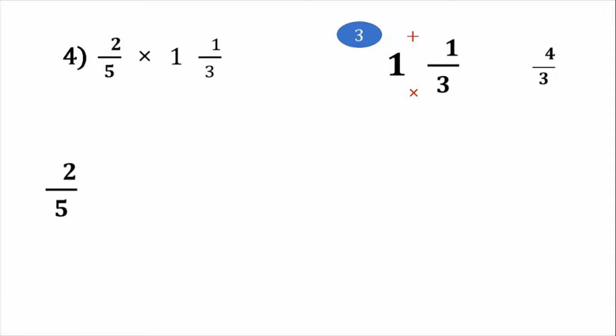So 2 over 5 will be as it is. Multiply the mixed number, which will be 4 over 3. Then multiply 2 by 4, the result will be 8, and multiply 5 by 3, the result will be 15. So the final answer is 8 over 15.